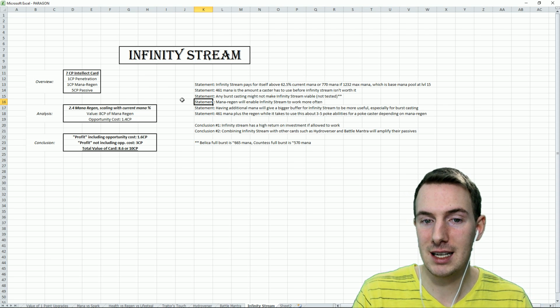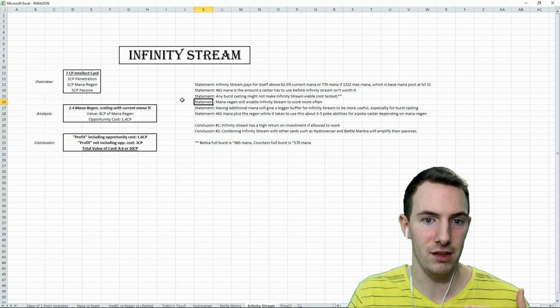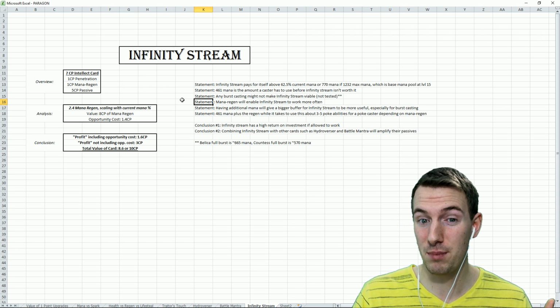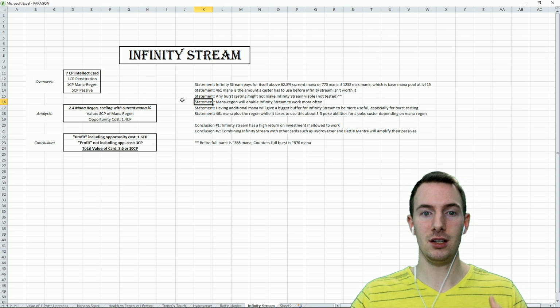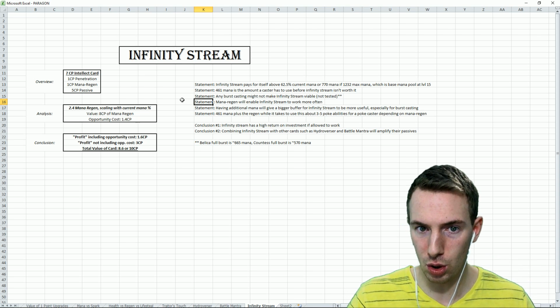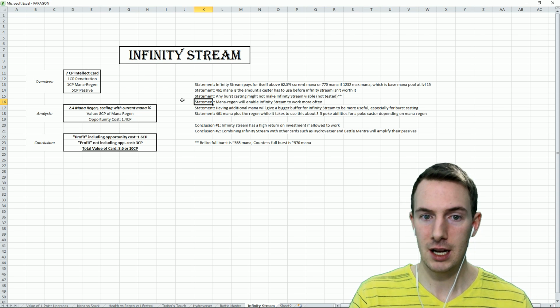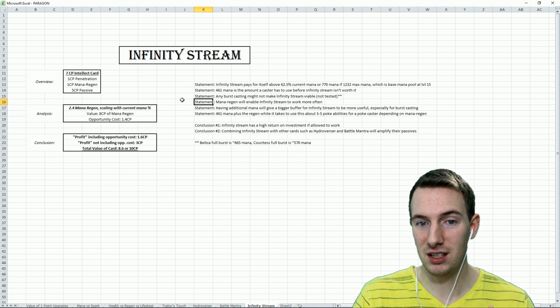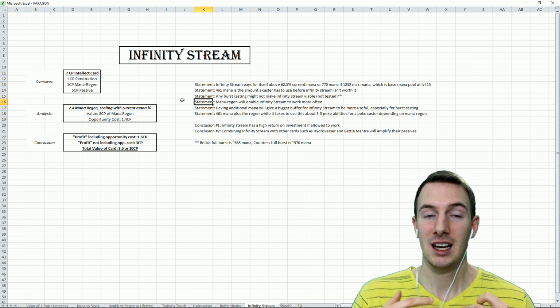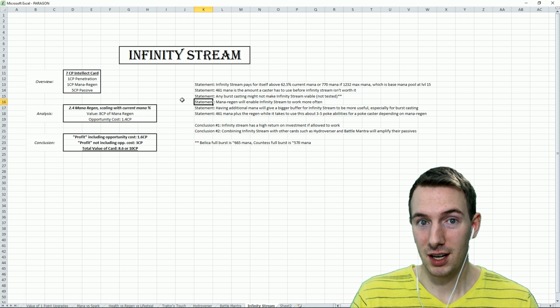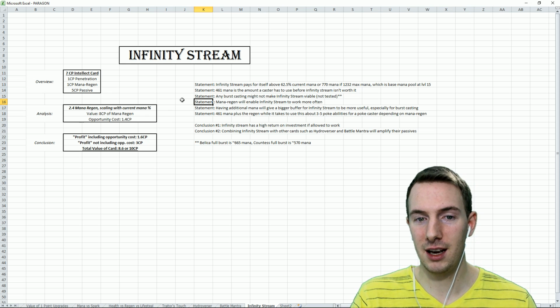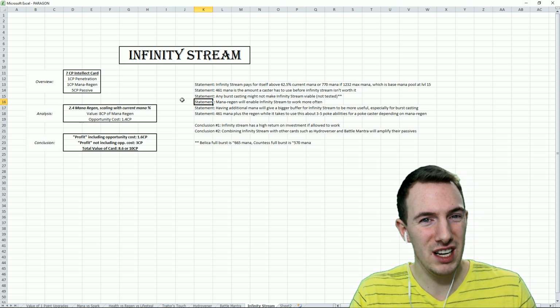Increasing your maximum mana is not going to be that useful because it's based on a percentage of your current mana. Yes, it's going to work, but you're going to be battling so hard. 62.5% of your current mana is just going to get bigger and bigger numerically if you add mana. So adding mana is really going to hurt you.